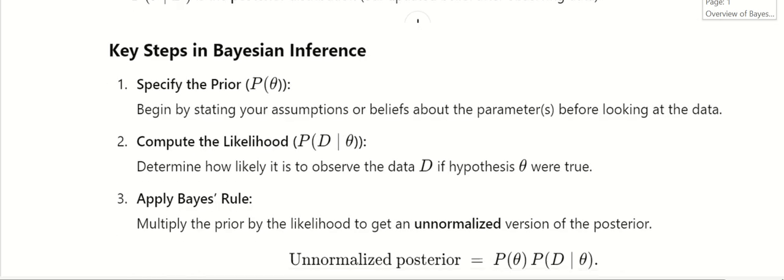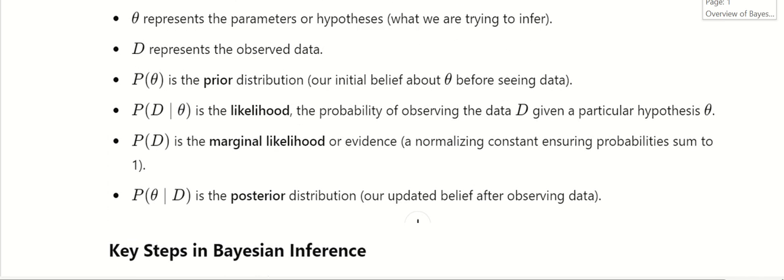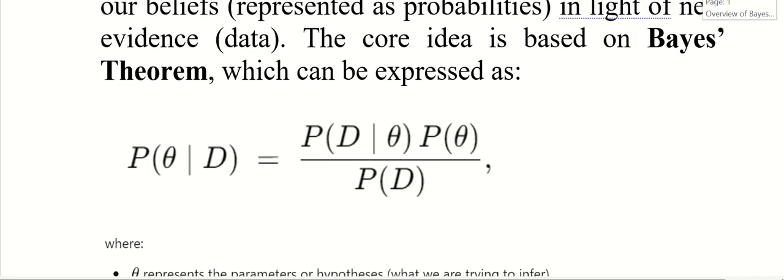Now, how to do it? There are key steps in Bayesian inference. First of all, we need to specify the prior probability of theta. Begin by stating your assumptions or beliefs about the parameters before looking at the data. So for any problem you want to solve with Bayes' theorem, first of all you need to find the prior. You need to have this starting point, the initial belief.